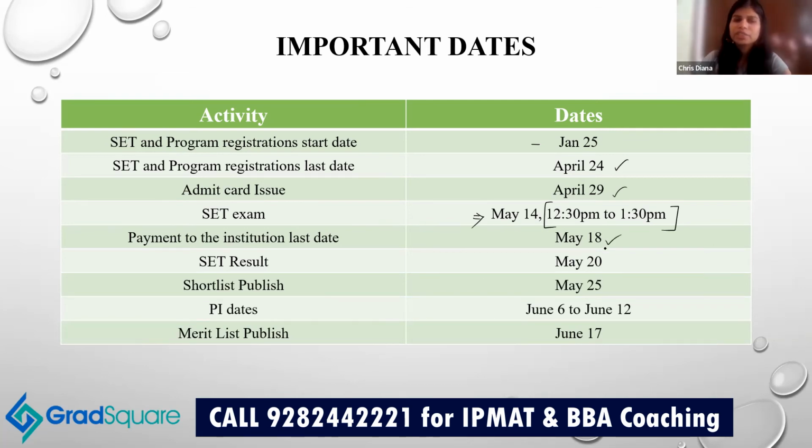And the SCT result is going to get declared to you by May 20, and the shortlist will be published by May 25th, which means you will know your marks by May 20, but the people who get into the shortlist or the merit list will be available only by May 25th. And you will be intimated about your PI dates, and the PI will happen between June 6 to June 12. After these are all over, the overall merit list, showing who all have been chosen, will be declared by June 17.